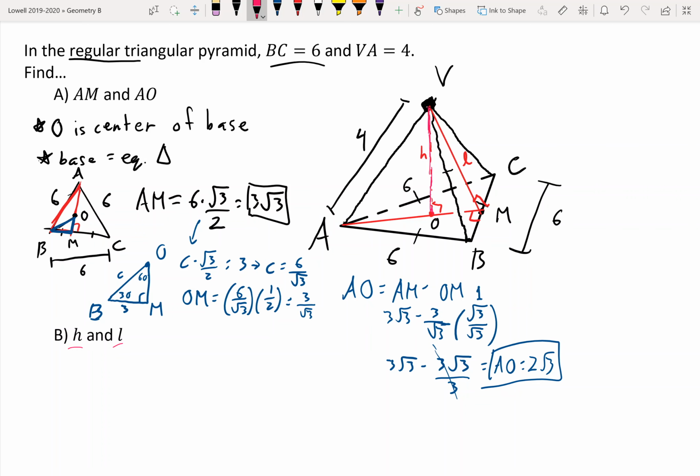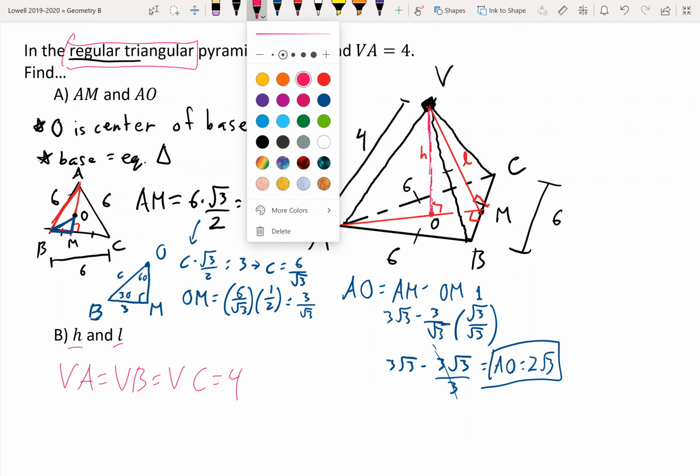Now, here's the thing. Because this is a regular triangular pyramid, we also know that all the lateral faces, all these triangles, are congruent. And so if VA is 4, we also know that VB is 4, and so is VC. Oops, sorry, VC. Again, because it's a regular triangular pyramid. So let's use that fact here.